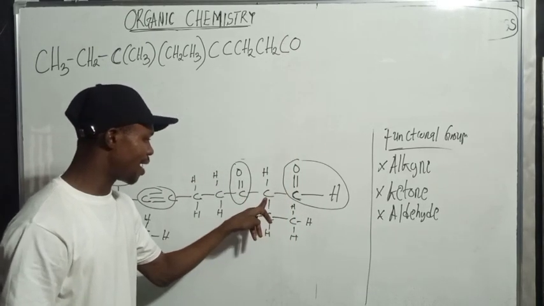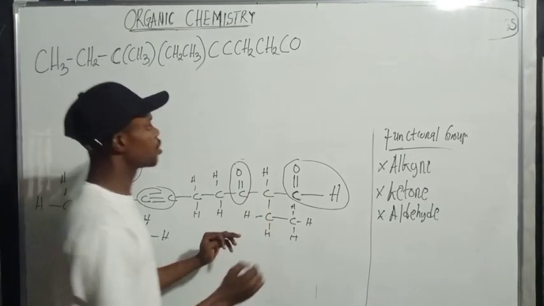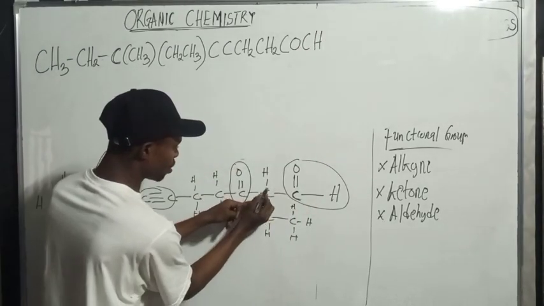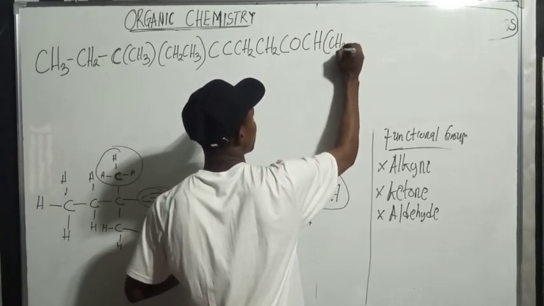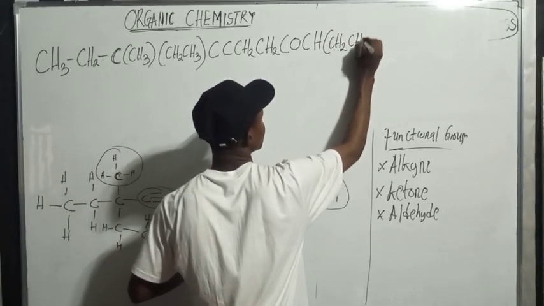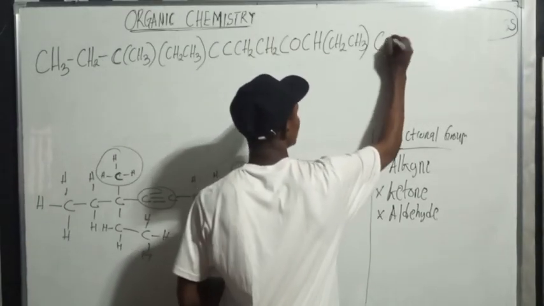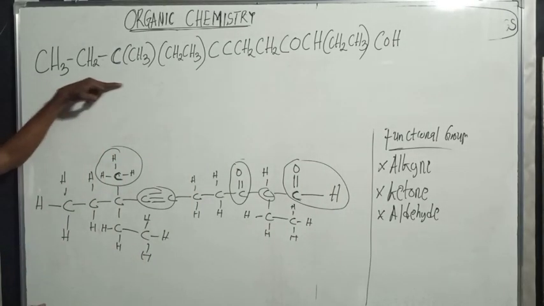Now this one here is carrying H and what, C, CH2, CH3. So it's going to be C. Here we have hydrogen, right? This one has hydrogen and CH2 and CH3. Can you see that? Now this one is COH. That is it. So this is called the condensed formula.